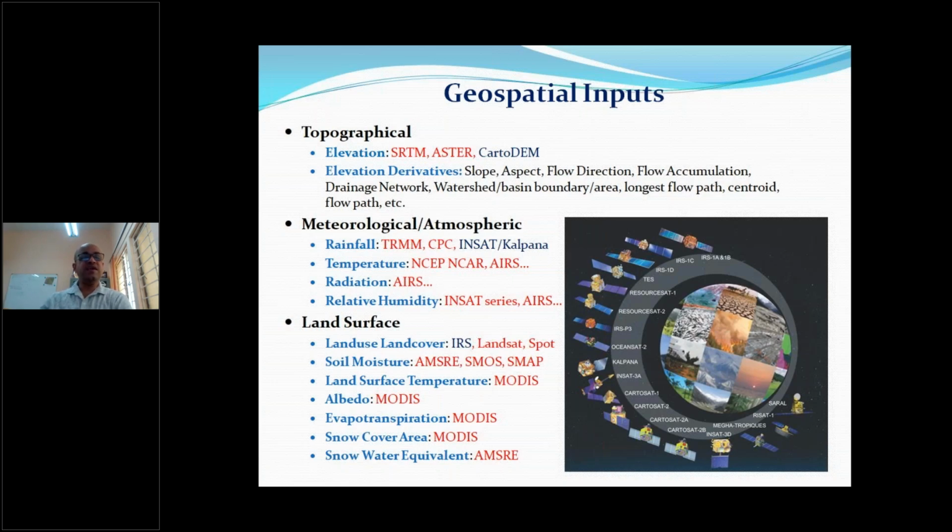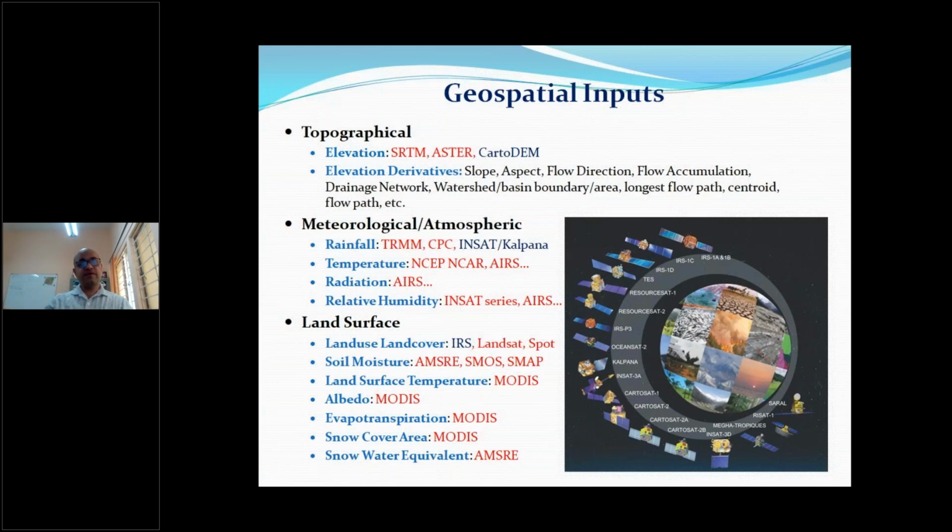Now, from those DEMs, we can derive surface topographical parameters like drainage, aspect, and flow direction. Using that, you can generate a drainage network, delineate watershed boundaries, and derive morphological characteristics of a watershed, which are very essential for both understanding and quantifying the behavior of the watershed. When I say behavior, I'm talking about the hydrological behavior of the watershed.